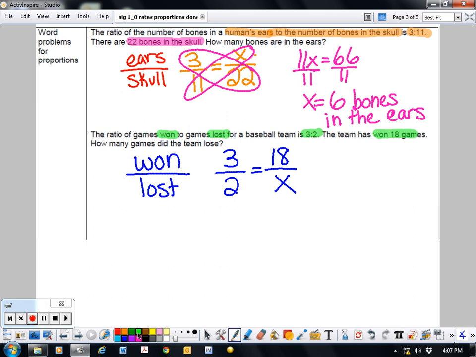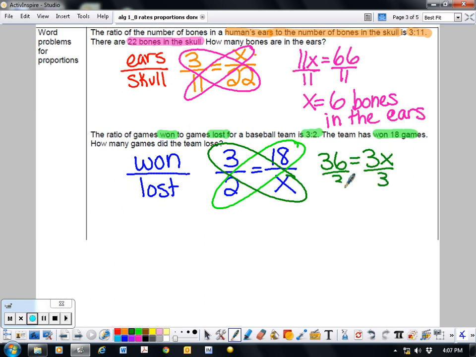And then when we solve, I multiply across this way. 18 times 2 is 36. And that's equal to, when I multiply across this way, 3 times X, which is 3X. Divide by 3. X is equal to 12.